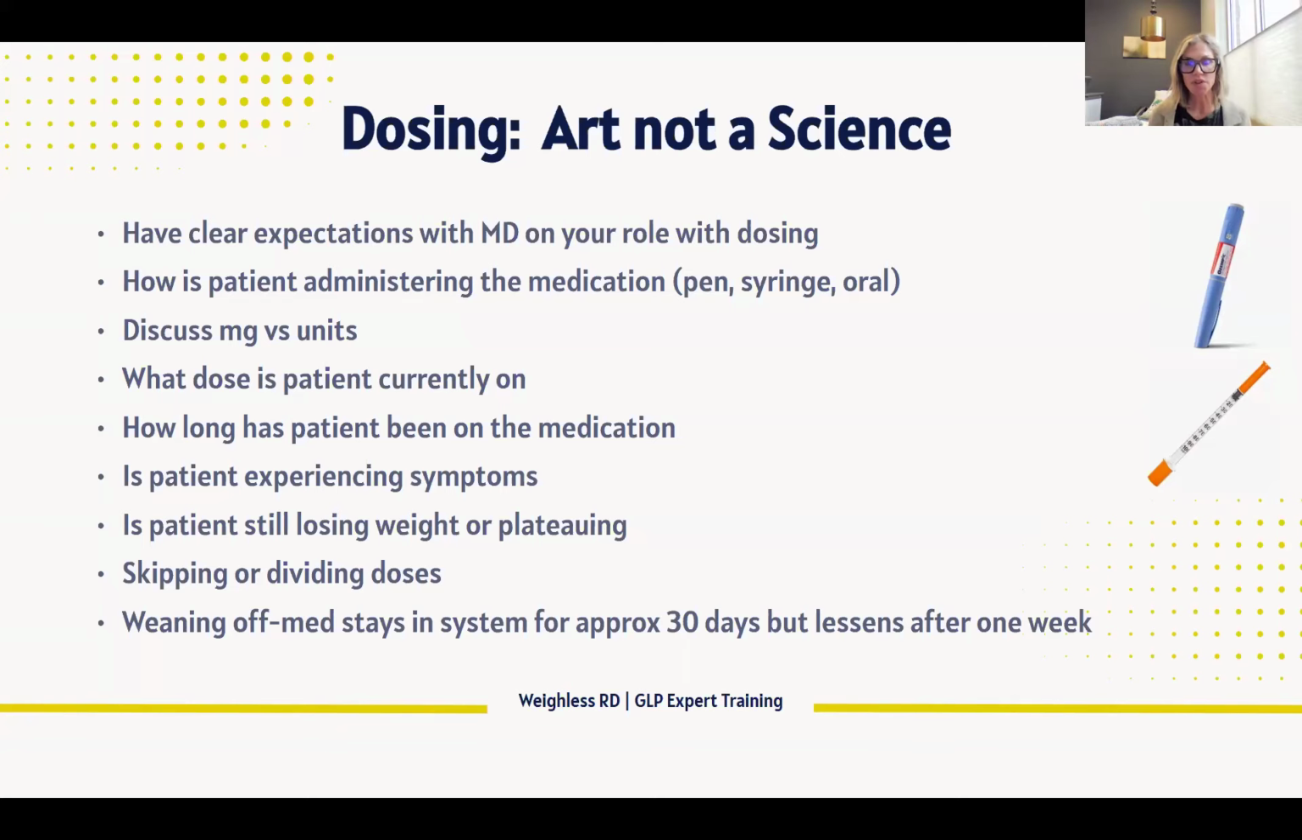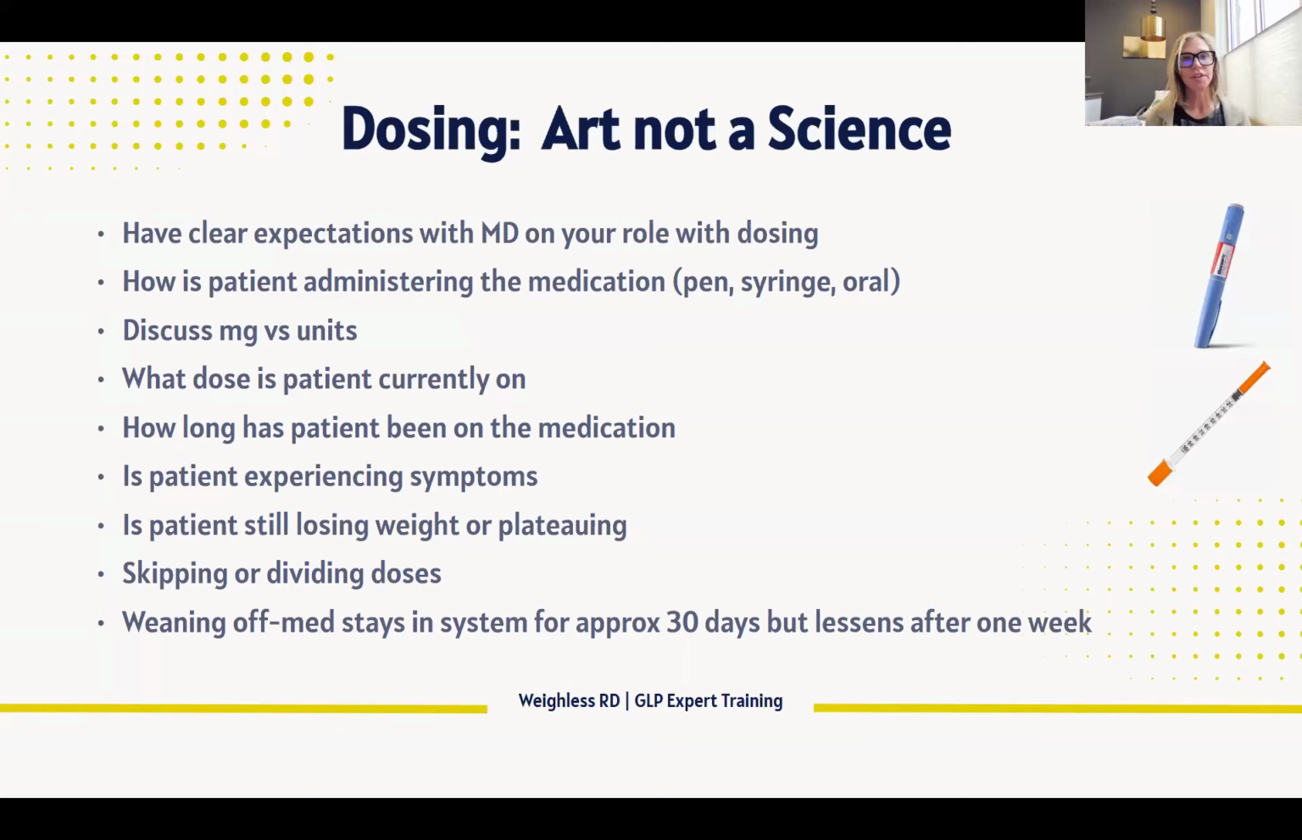Discussing milligrams versus units. We're so used to using units in the insulin syringes, and the units really mean nothing, because 10 units of a 50 milligram vial is going to be very different from 10 units of a 25 milligram vial. So really get in the habit of using milligrams with patients, because then that's apples to apples. You're not having to convert and try to figure out what's the actual dose of this medication in the compounding pharmacy. So using the milligrams is the best way to go.